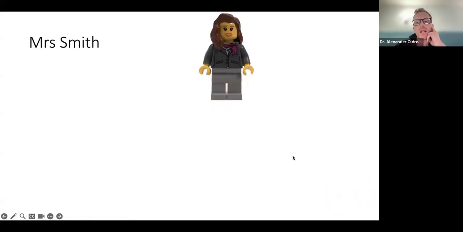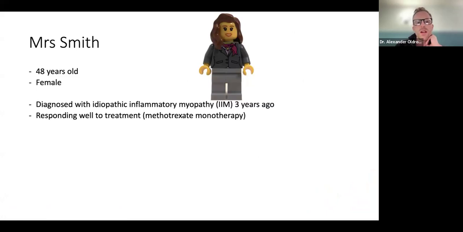So if we take Mrs. Smith, she's a typical patient that we see. She's 48 years old. She was diagnosed with myositis around 3 years ago, and she's responding really well to treatment. She's on methotrexate by itself. She's off steroids, which is great. And she comes to specialist clinic every 6 months, and a lot of patients may see their specialist every 6 months. They may see them less frequently, but they'll see them on a regular basis, and it's probably a scheduled appointment.